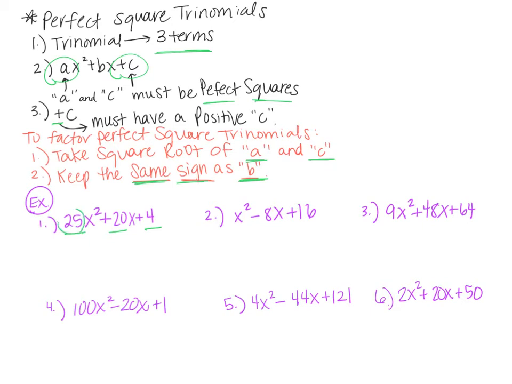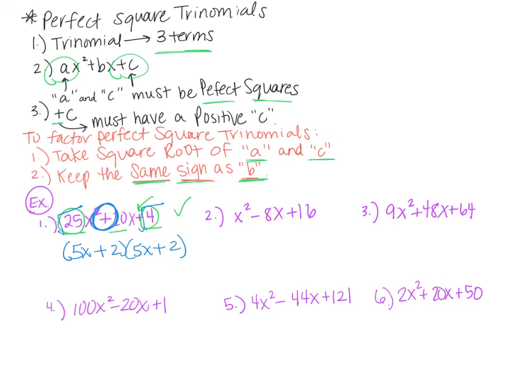The A and the C are also perfect squares. The C is being added, so it is ready to say, okay, perfect square trinomials. So I'm going to now take my square roots of the A and the C. So the square root of 25 is 5x. Square root of my 4 is my 2. And I'm going to keep the sign of the B. So it's going to be plus and plus.